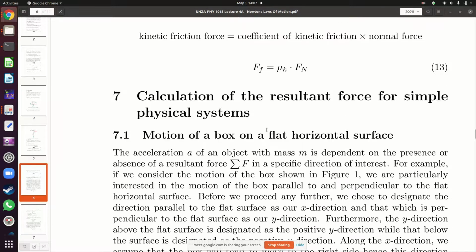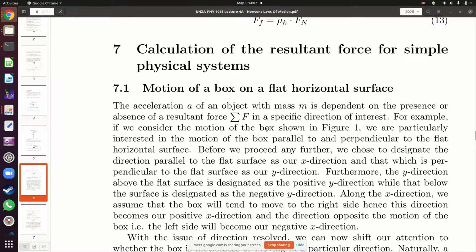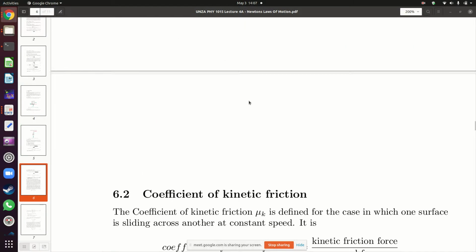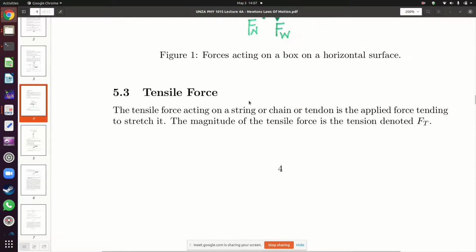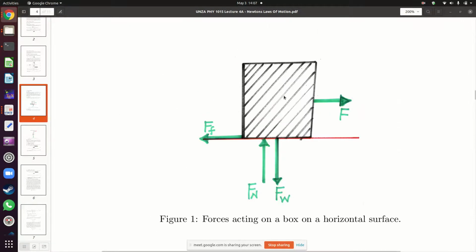Now, resultant force is a vector. That means that you need to add vectors together along a particular direction. The directions of interest are the x direction, or the x-axis, and the y direction. So the x-axis is basically your horizontal direction and your y-axis is the vertical direction. So we will start with the case of our box, which is on a horizontal surface.